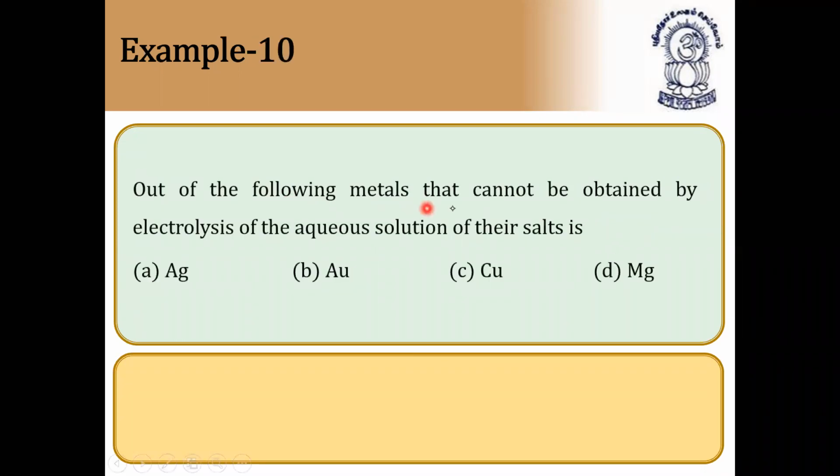Out of the following metals, which cannot be obtained by electrolysis of the aqueous solution of their salts? Simply you can say A and B, because the metal that cannot be obtained by electrolysis of aqueous solution of its salts is magnesium. Magnesium cannot be obtained by means of electrolysis. You have to remember this question, very, very important.